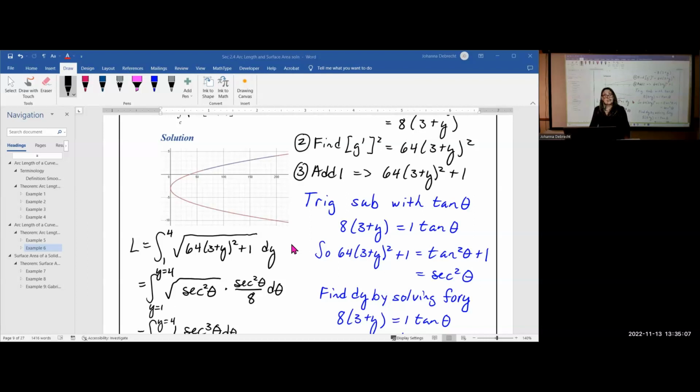So this is the last example that I want to work on, finding arc length of a curve. And again, this is in the section on arc length and surface area, which are applications of integration. In the next video, we're going to take a closer look at surface area, which will be a much shorter video.